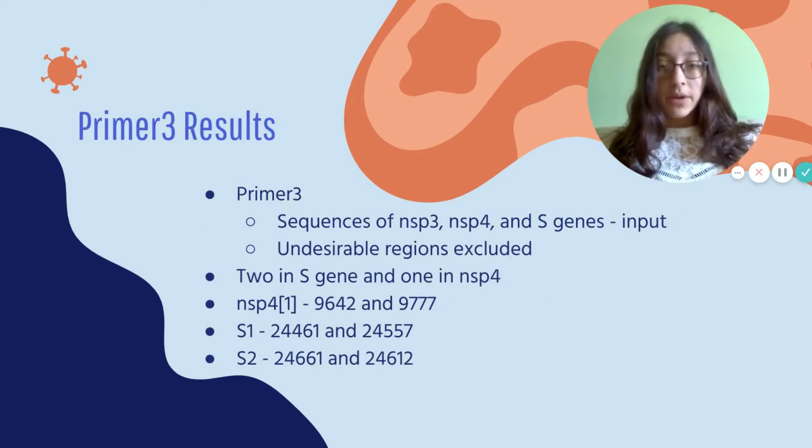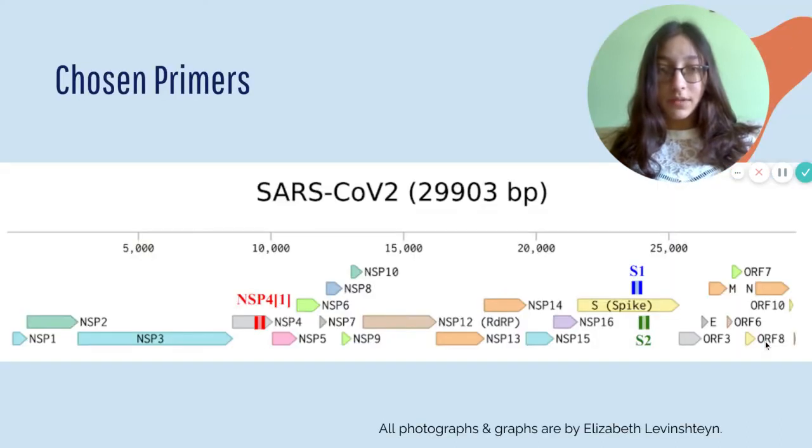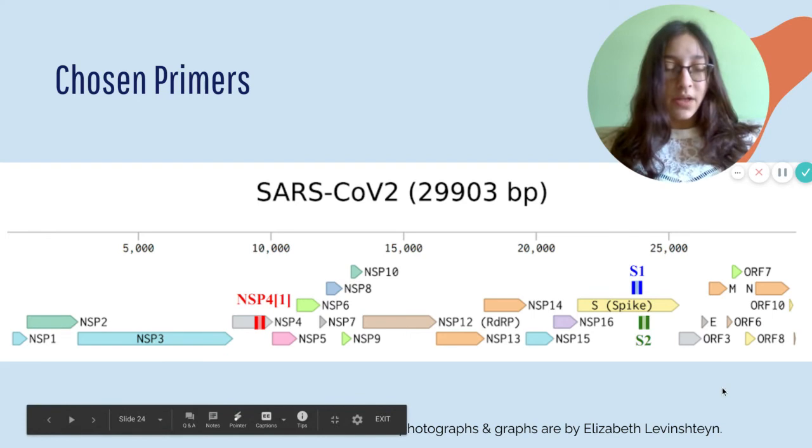I used Primer3 and put in sequences of NSP3, NSP4, and S genes as input, and excluded all undesirable regions. Primer3 yielded 2 viable primers in the S gene and 1 in NSP4. I named them NSP41, S1, and S2, and these are their positions in the genome. So these are my chosen primers on the genome, and you can see there's NSP41, S1, and S2, and S1 and S2 overlap.